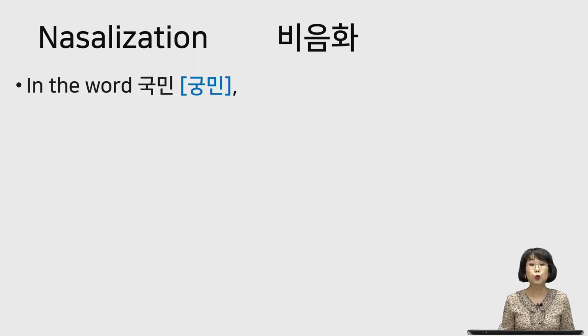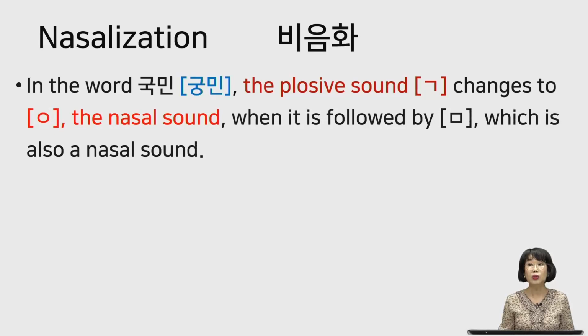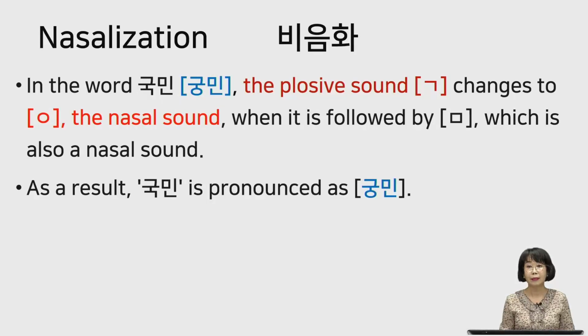In the word 국민, the plosive sound 그 changes to 응, the nasal sound, when it is followed by 무, which is also a nasal sound. As a result, 국민 is pronounced as 국민.